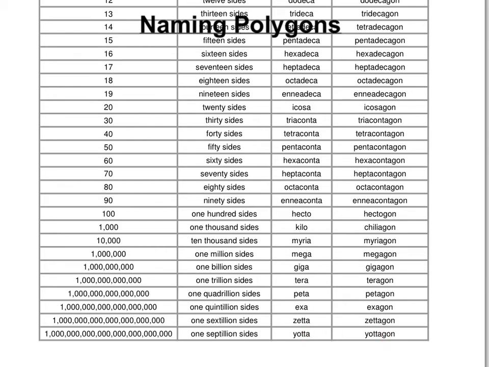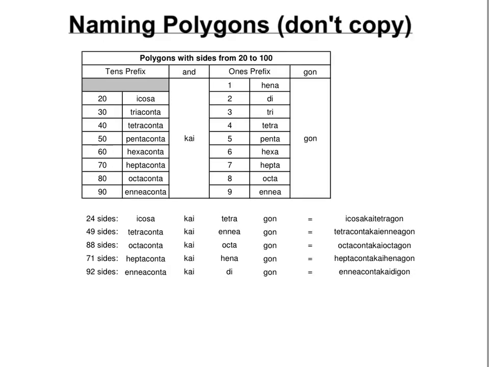Moving on in 3, 2, 1. On the back of the handout that you're going to get in class, you'll see this little chart as well, which gives some different ways of naming polygons with sides 20 to 100. It basically follows this formula.